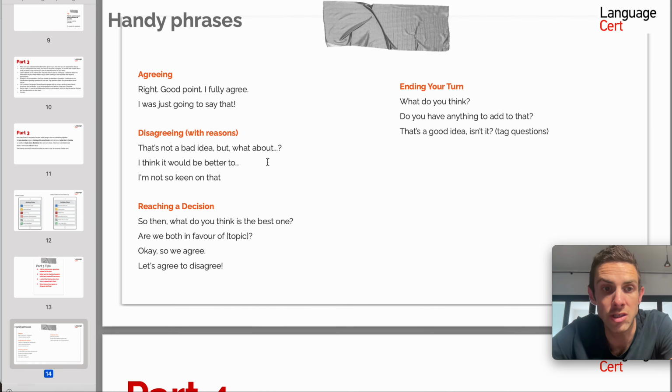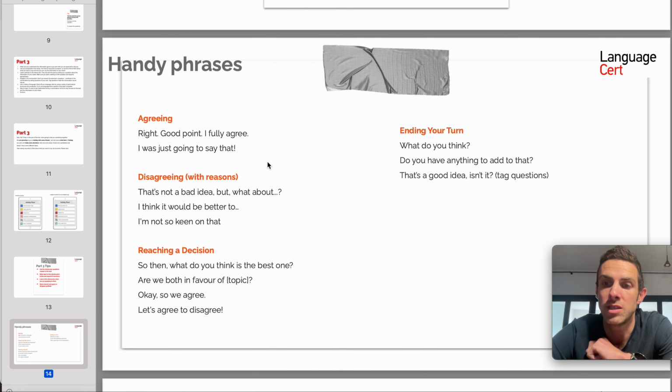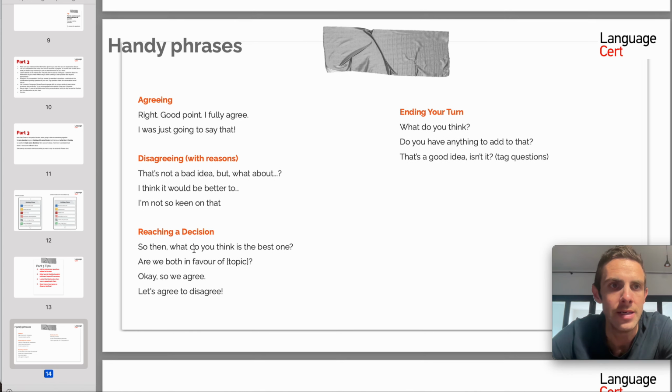And then to reach decisions, you can say things like, so, what do you think is the best one? Are we both in favor of this thing? Okay, so we agree on this. And if you can't come to an agreement, you can say something like, let's agree to disagree. And then, like I said, to end your turn, when you want to pass the conversation back to the interlocutor, you can say things like, what do you think? Do you have anything to add to that? That's a good idea, isn't it? And then all of those tag questions that we spoke about earlier. Okay, so that's part 3.